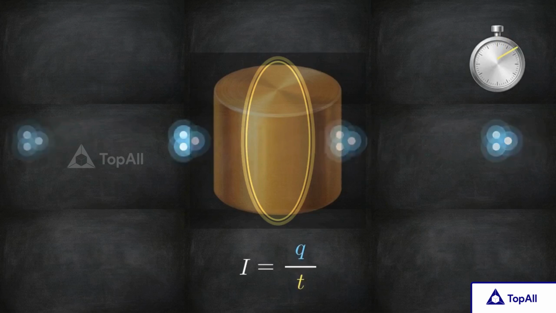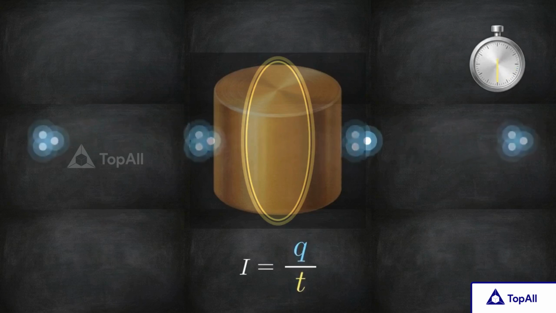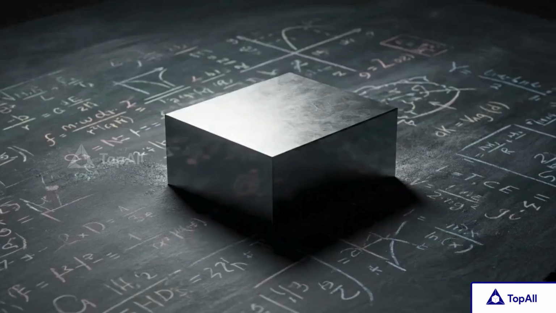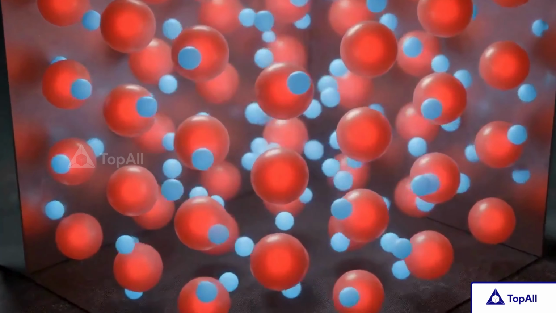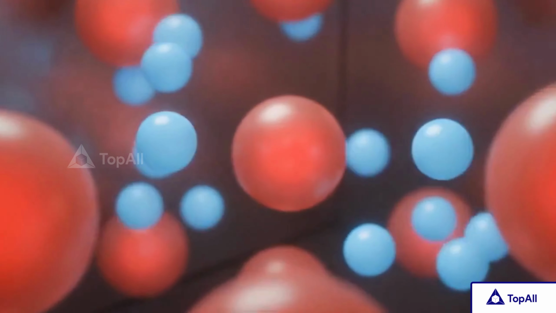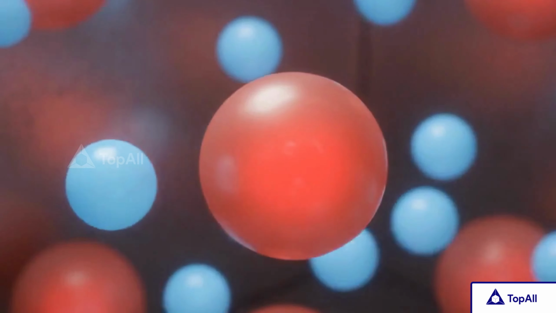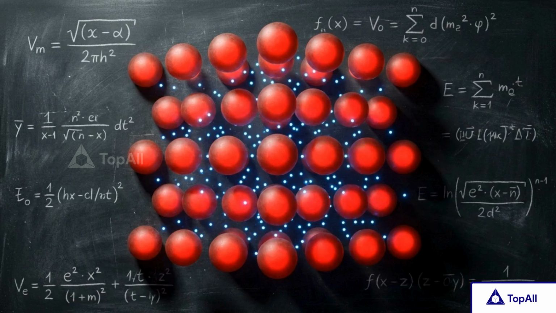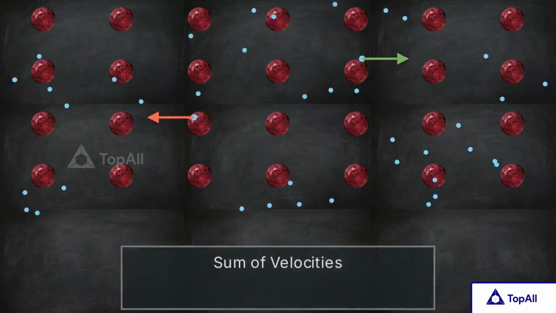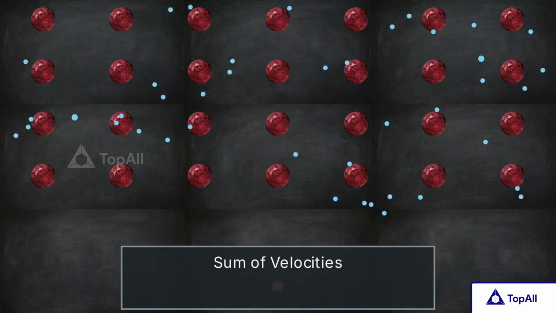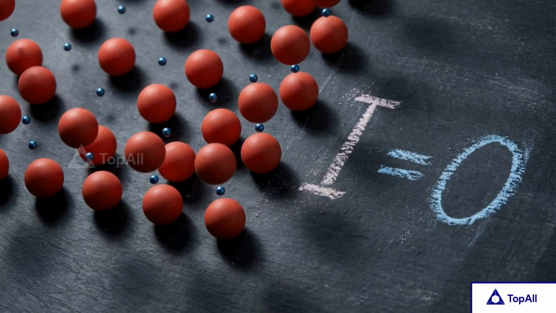Electric current is simply the net amount of charge that passes through a specific cross-sectional area over a given time interval. To see how that happens, we have to look inside a solid metallic conductor. The structure consists of a rigid background of fixed positive ions, completely permeated by freely moving, negatively charged electrons. Under normal conditions, these electrons move in entirely random directions. For every electron moving right, another moves left. The net flow is zero. The electric current is zero.